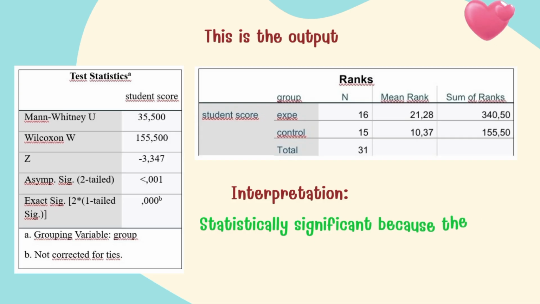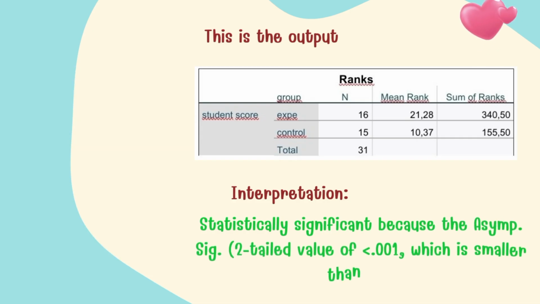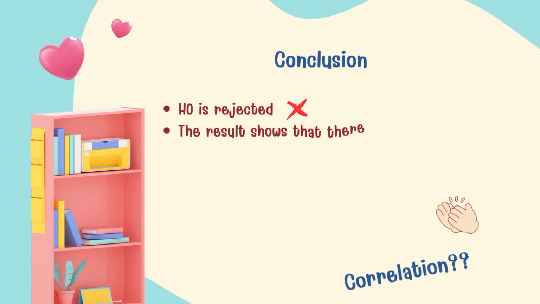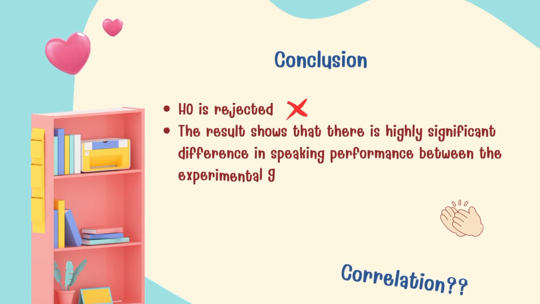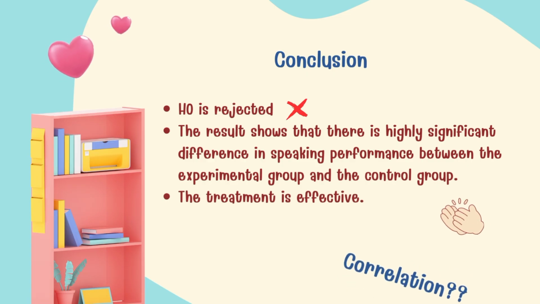And this is the output or the result of this test. And then we have to make the interpretation based on the result of the test. And the conclusion is that the null hypothesis is rejected and the result shows that there is a highly significant difference in student speaking performance between two groups and our treatment is effective.